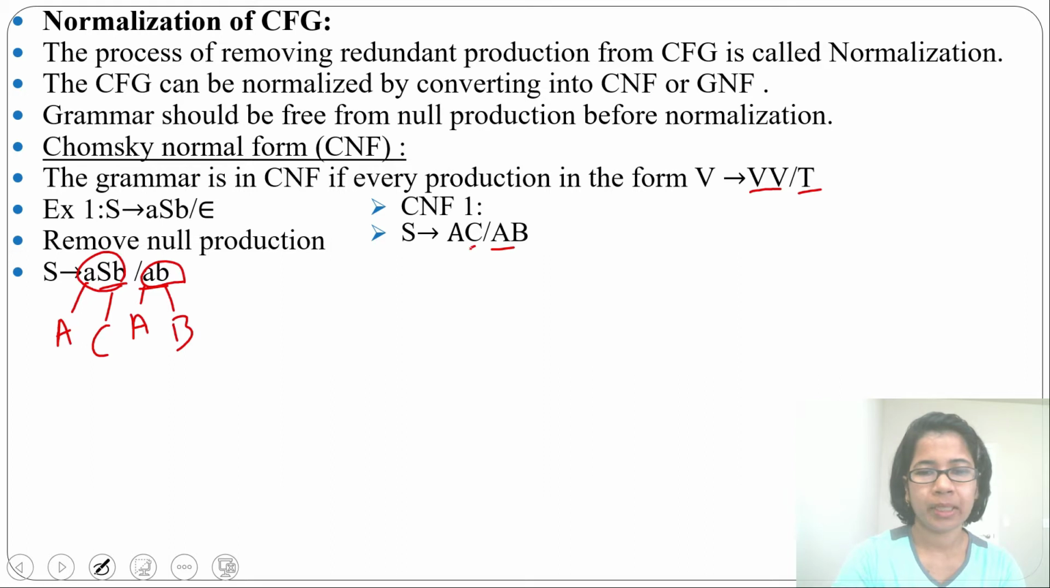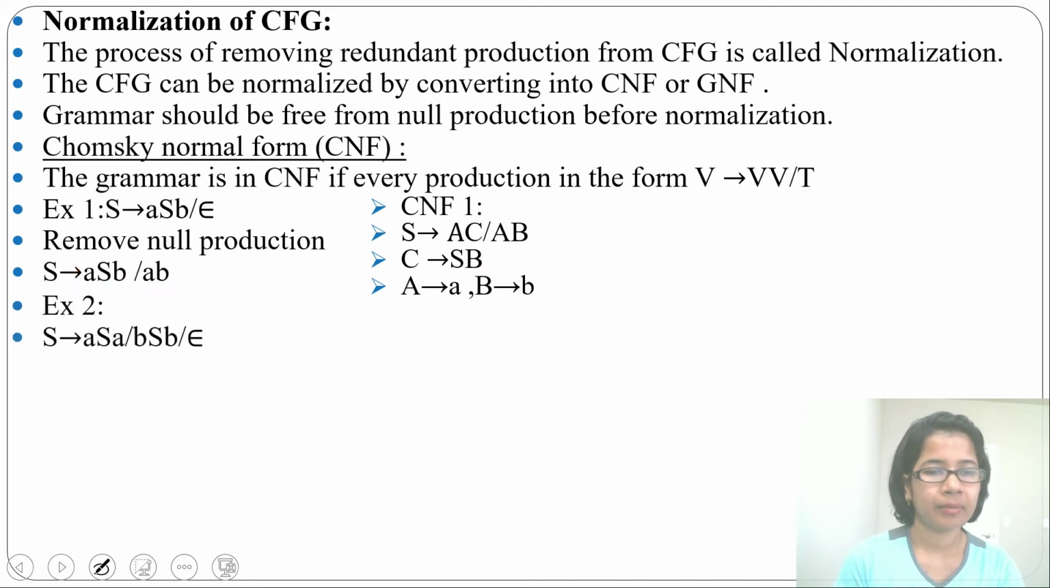Now from C we need to derive SB. Now we'll write for A and B. From A we'll derive small a, then from B we'll derive terminal b. You can see all the productions are in the form of variable or terminal. Here you can see two variables, and here just one terminal.